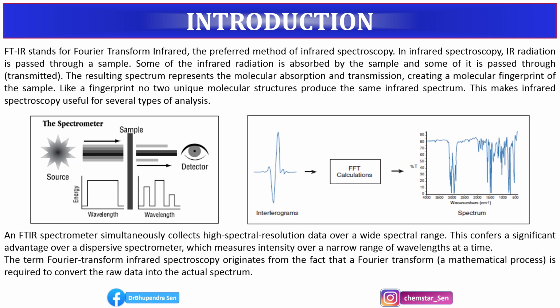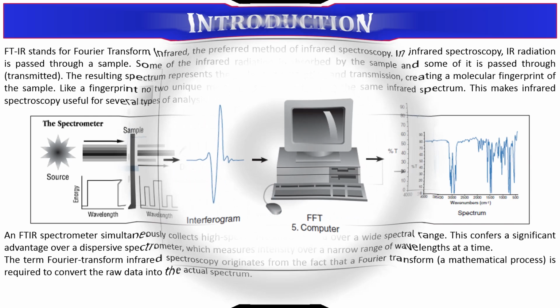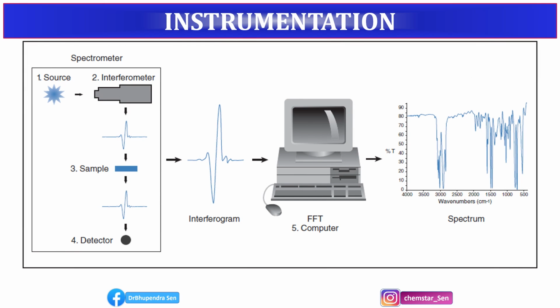Today in this video we will see what the main components of FTIR are, how the FTIR works and how the spectrum is obtained. This is the block diagram of FTIR and you can see the main components of FTIR are source, interferometer, sample and detector. Let's see one by one what each component does in FTIR.